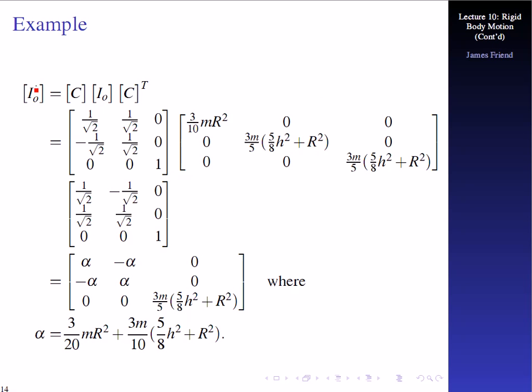So for the rotation, we have to go to I prime naught, and that's C I naught C transpose. I just perform a multiplication there, and we end up with the final value as shown here, where alpha is this rather complicated thing, 3 divided by 20 m r squared, plus 3m over 10 times the quantity 5/8 h squared plus r squared. Notice that now we have products of inertia as well here.